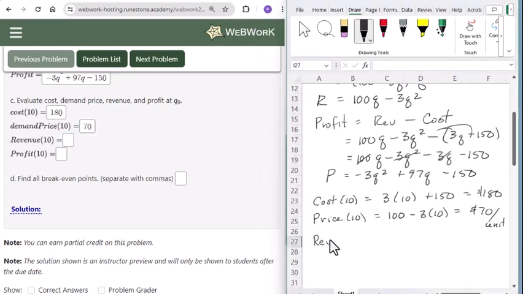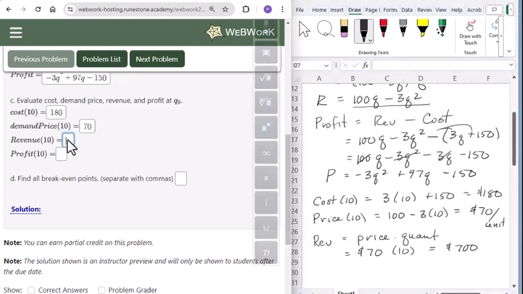For the revenue, we can do price times quantity. And I found both of those. So I just found that the selling price is $70. And I know that the quantity is 10 units. So that should be $700. That should be the same that you get if you plug a 10 into your revenue function. So you could do that one either way.